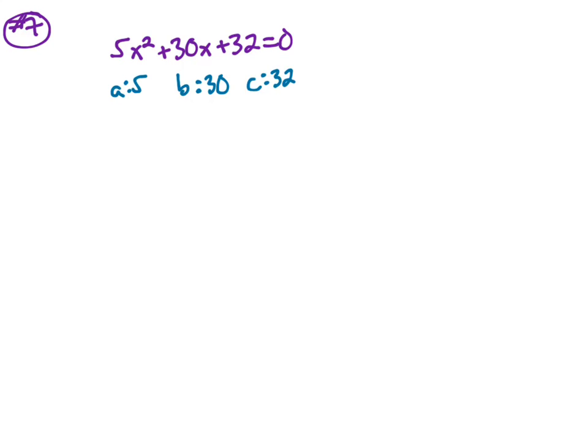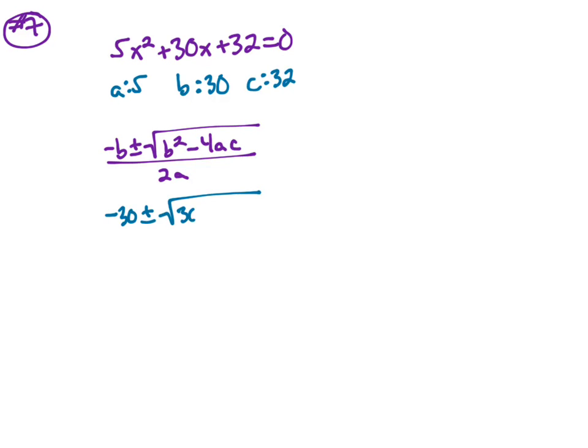All right, so there's my a, b, and c: 5, 30, and 32. And then I'm going to rewrite the quadratic formula. Negative b plus or minus radical b squared minus 4ac over 2a. And now I'm going to substitute in what I know. Negative 30 plus or minus radical 30 squared minus 4 times 5 times 32 over 2 times 5.